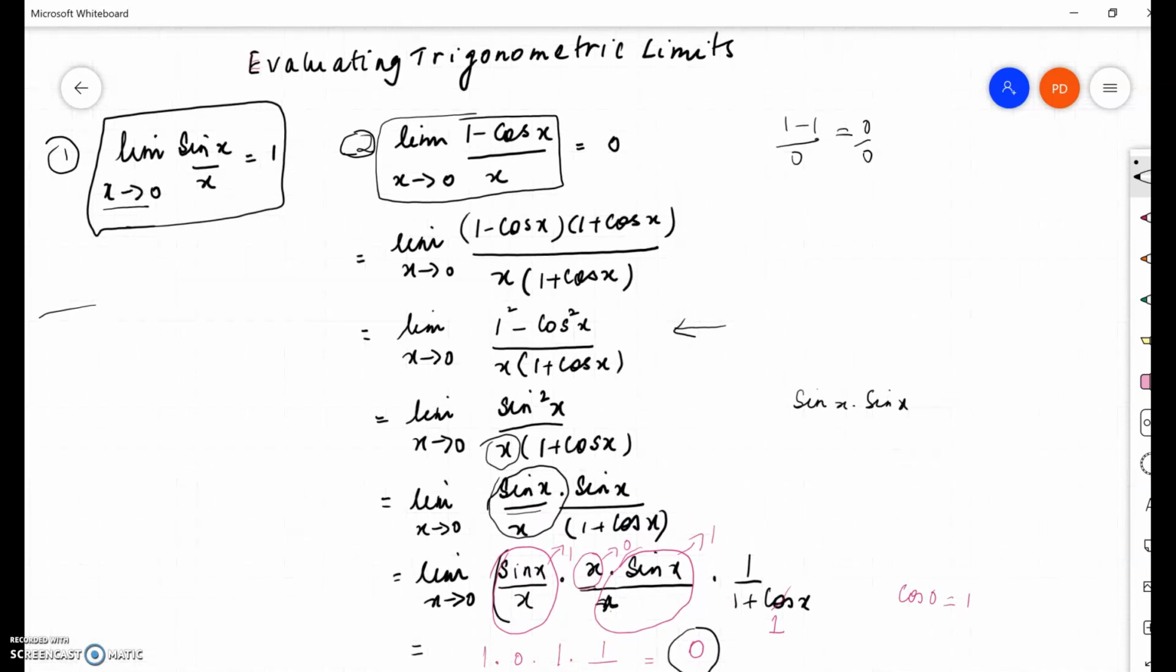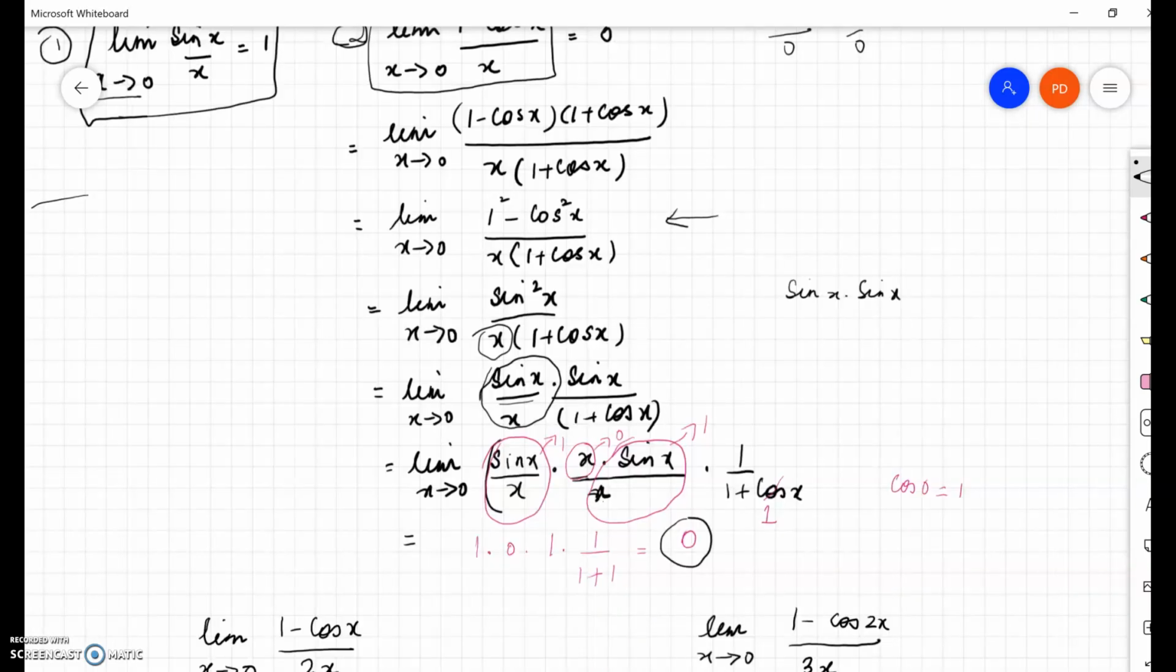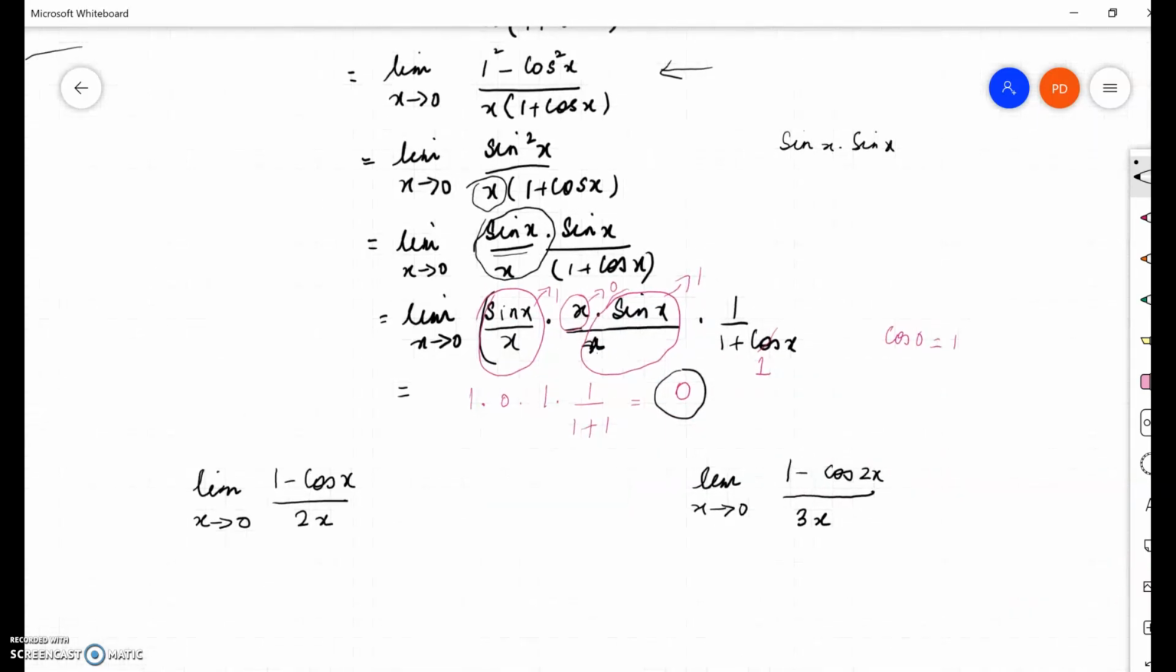Basically, I don't have to do all the work. The next time I see a limit of 1 minus cosine of x divided by x as x approaches 0, that's equal to 0. Just like sine x over x as x approaches 0 is 1, we can use limit of 1 minus cosine of x divided by x as x approaches 0 equals 0. So now let's look at problems.